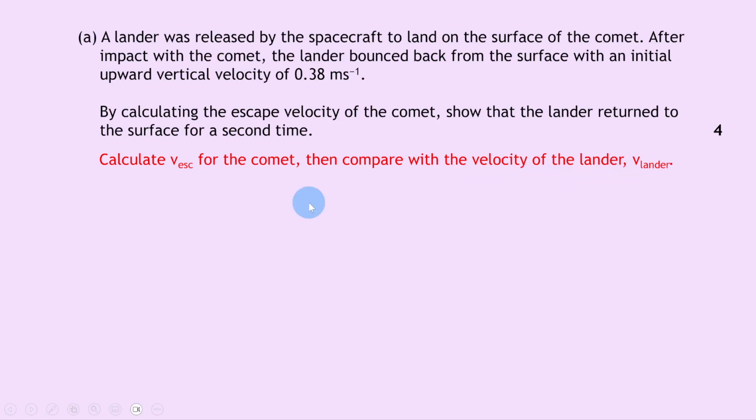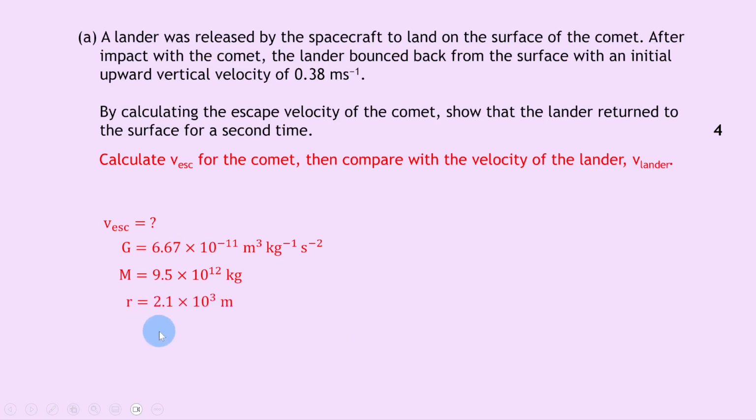So writing down what we know from the question, we're trying to find the escape velocity v escape. We know the universal constant of gravitation, capital G, from the datasheet is 6.67 times 10 to the minus 11 meters cubed per kilogram per second squared. We know that the mass of the comet M is 9.5 times 10 to the 12 kilograms from the question. And we're also told the radius of the comet in the question, 2.1 times 10 to the 3 meters. So writing down our equation for escape velocity, we have v escape equals root 2GM over r.